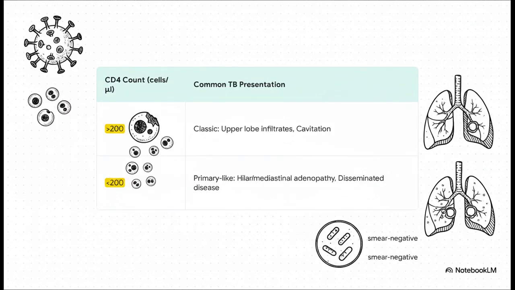And you know what the single best predictor of all this is? The CD4 count. If that count is above 200, the patient still has enough of an immune system to give you a classic TB picture. Upper lobe infiltrates, maybe some cavitation. But once that count drops below 200, the whole game changes. The presentation starts to look like primary TB in a little kid. You see massive lymph nodes in the chest, disseminated disease, and those frustrating smear-negative results. The CD4 count truly dictates everything you're going to see.